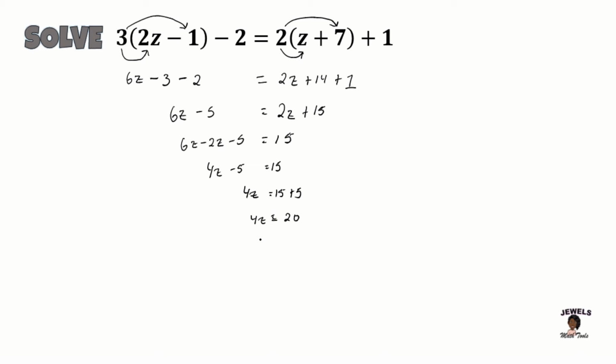And now applying our one-step rule, when we're multiplying, we're going to be dividing my 4 into both sides of my equation. My 4s will cancel on the left hand side, leaving us with z. And on the right hand side, when 4 divides into 20, we're going to get 5. So my z for this equation is equal to 5.